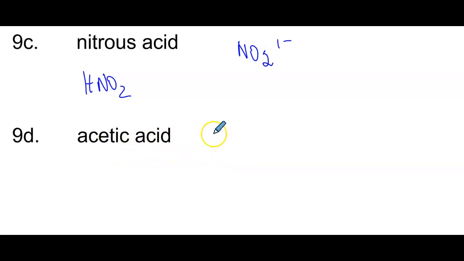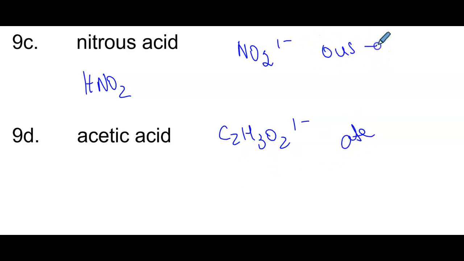Acetic acid, ic goes to ate, so acetate. Acetate is one of the first ones on your list. Don't skip it. Ic goes to ate, so I've got to go acetate. This is an ate. This was an ous, so it went to an ite. This is ic. Okay, so then one H goes in front, and yes, the other H's stay there if you're going to write it as an acid.